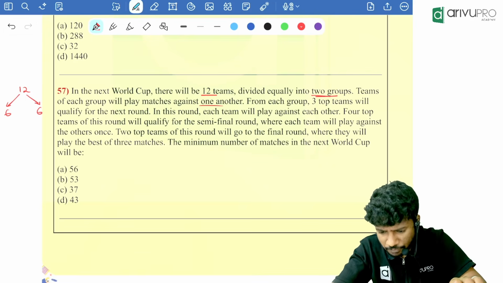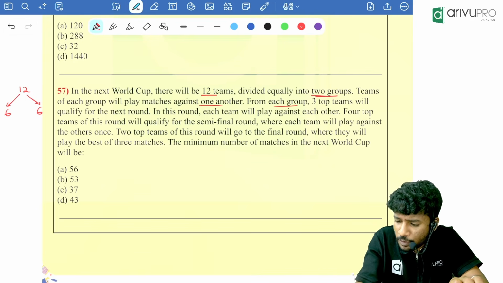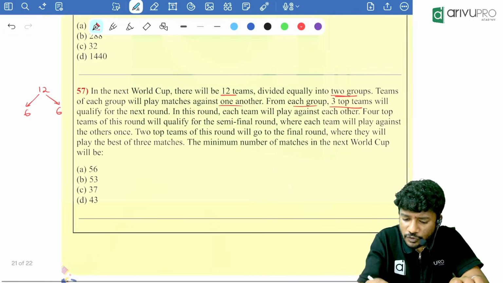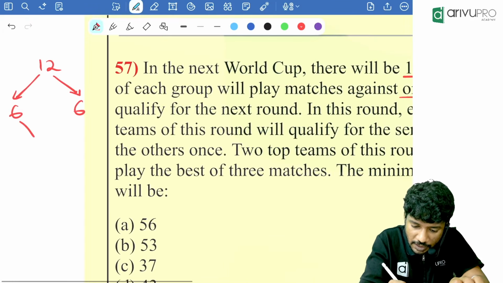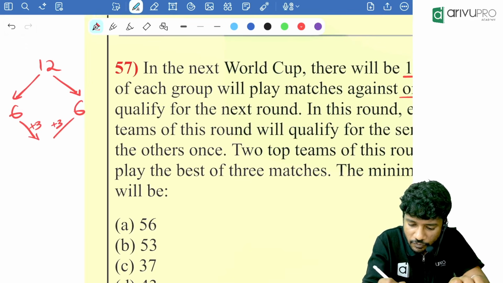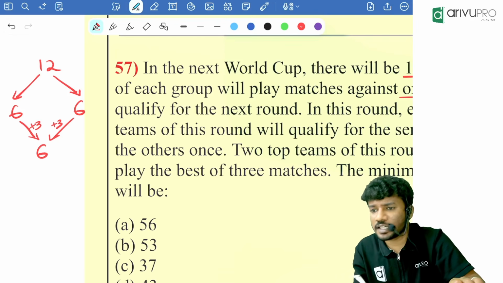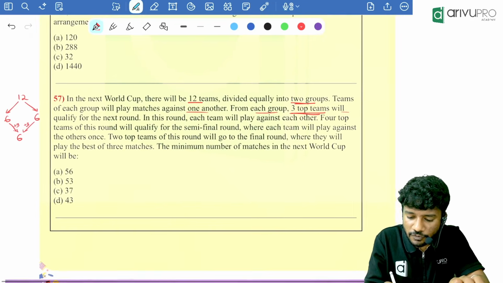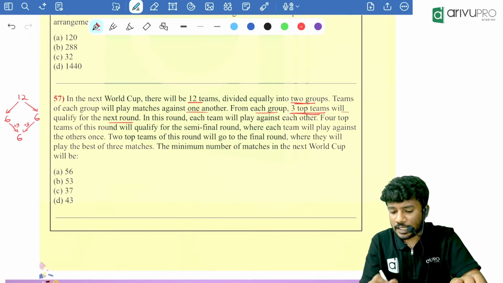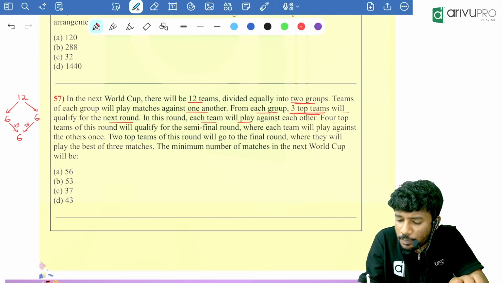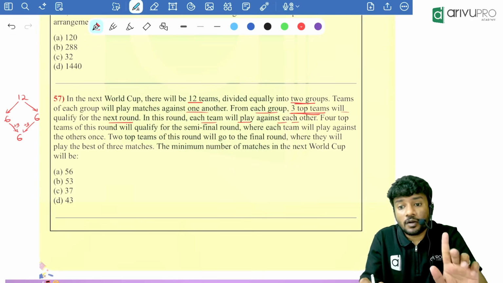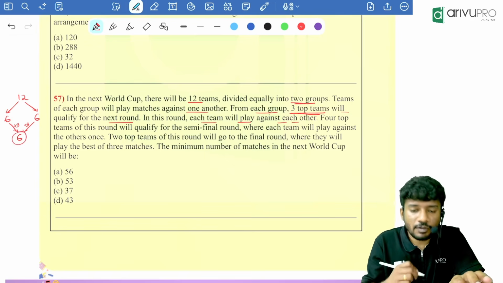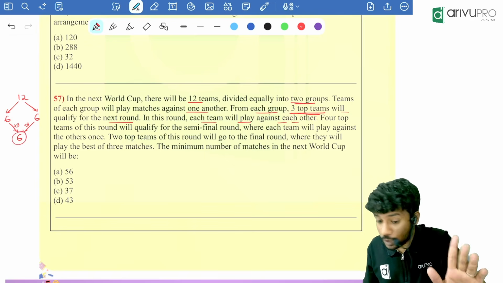Then from each group, 3 top teams will qualify for the next round. 3 will come from here, plus 3 will come from here. That means how many are there in total? 6 are there in the next group. In this round, each team will play against each other one time. That means here also they will be playing against each other one time.